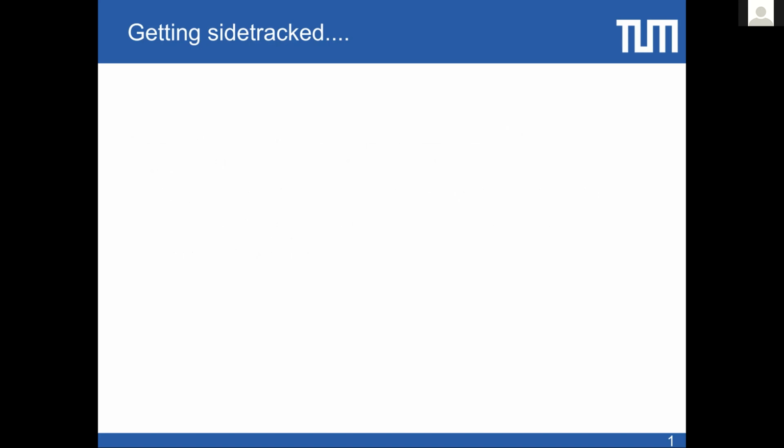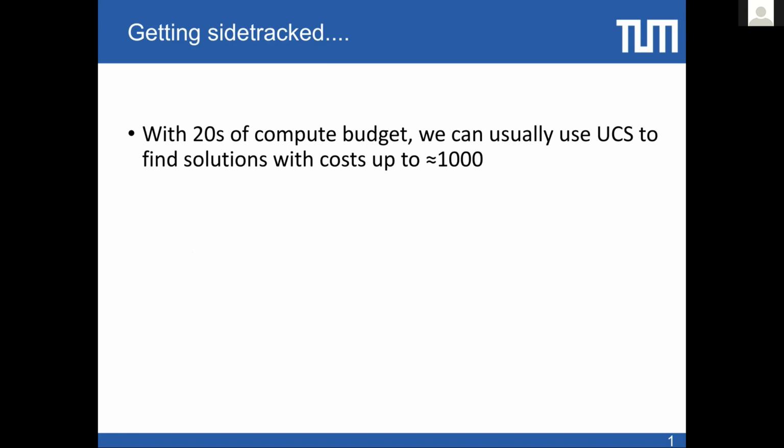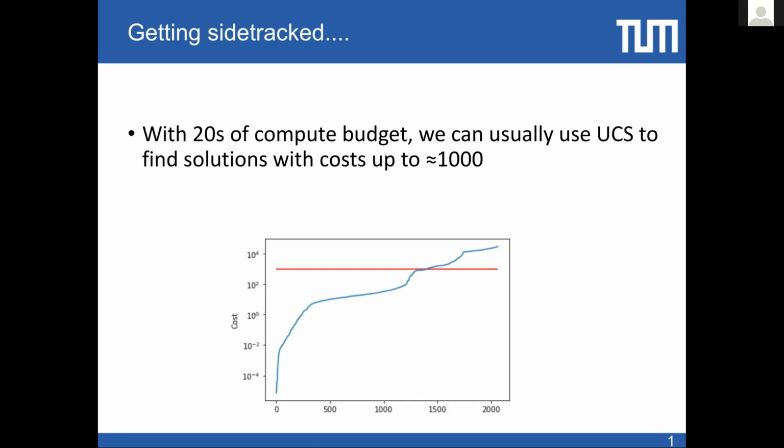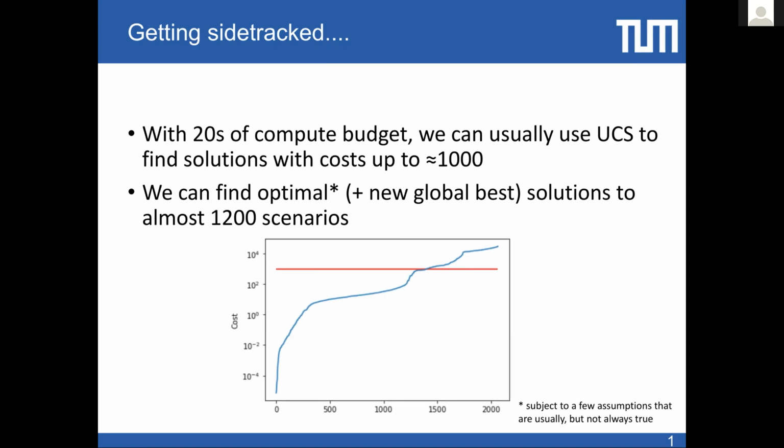Now, when you run this algorithm, if you give it 20 seconds of compute, you can typically find solutions with costs up to 1,000. And because it's uniform cost, we know that the solution is actually optimal. Now, this means that for any scenario where it's possible to find a cost under 1,000, we know we can find the optimal solution. And before the competition, I actually scraped the best published cost of all the scenarios, and almost 2/3 of the 2,000 something scenarios have a published cost of less than 1,000. So you can see that 2/3 of scenarios can be solved optimally with this algorithm, subject to a few assumptions. If anyone really cares, you can ask me about it. It's pretty boring.